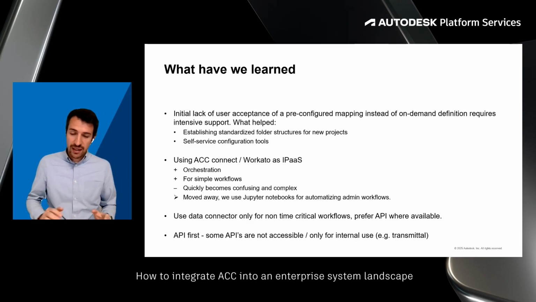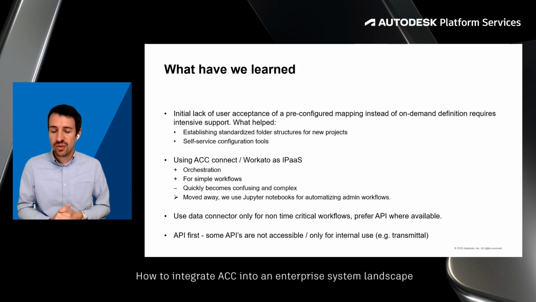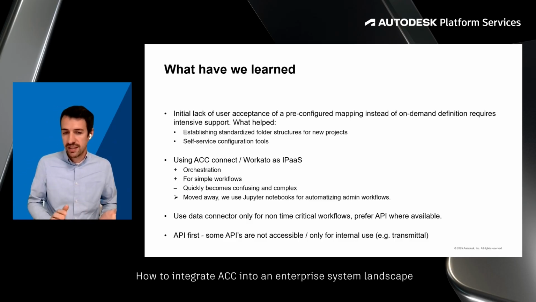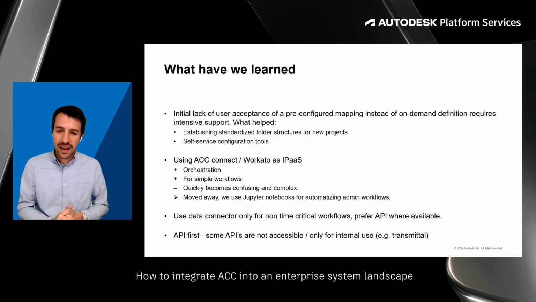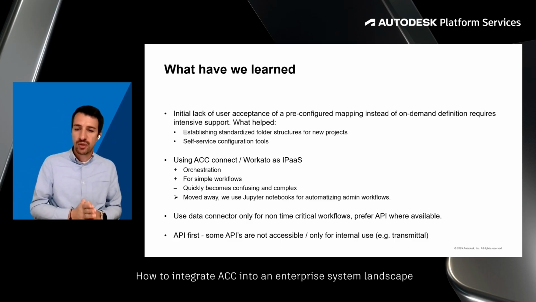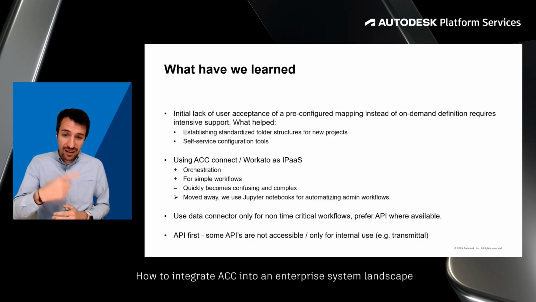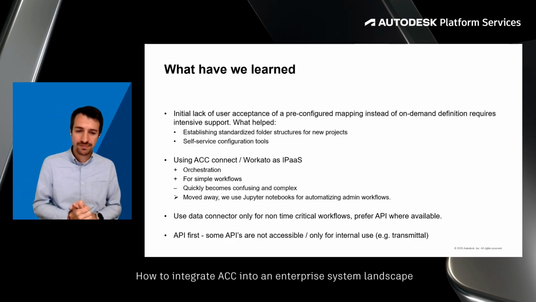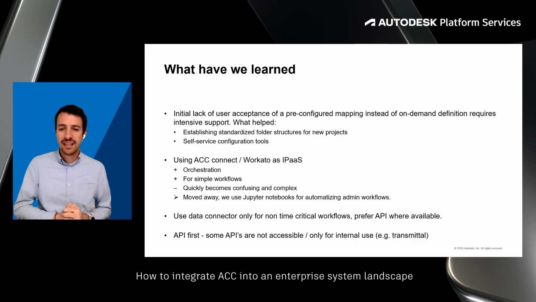The third one, JR mentioned that we use the data connector also as a workaround for this missing transmittal API. And here, our learning definitely is there. We had no other option, but use data connector only for non-time critical workflows. And wherever there is an API, prefer the API, because we run a logic to call the data connector quite often, and there are always delays. Sometimes you get errors. So we have a lot of delays for time critical workflows. So only use it there if you do not have another option.